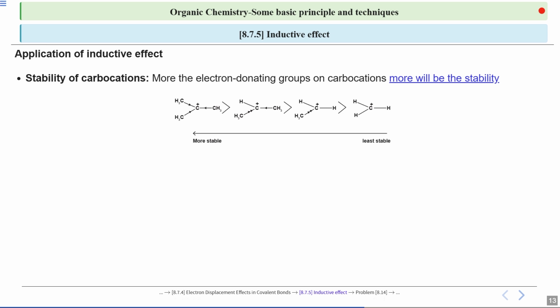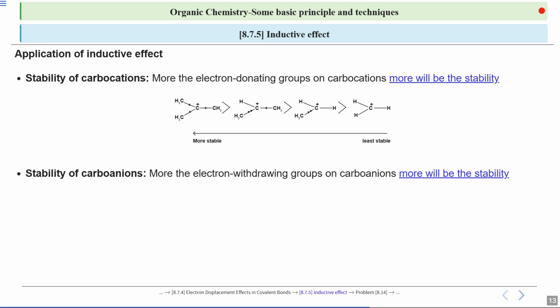Then comes your carbocation with 2 methyl groups. Then comes your carbocation with 1 methyl group, and lastly the one with no methyl groups is the least stable. So basically you are going from 3 degree to 2 degree to 1 degree, and the stability of the carbocation is decreasing in this order.